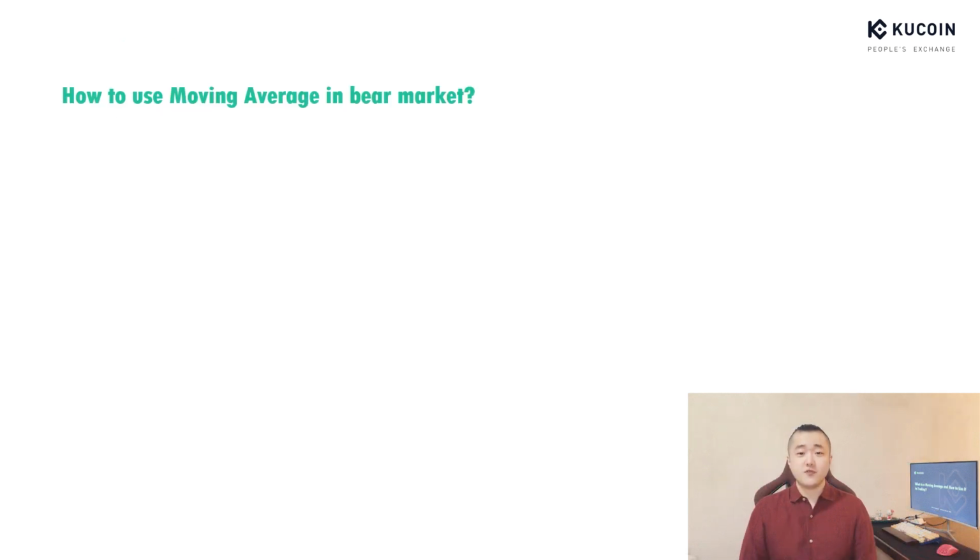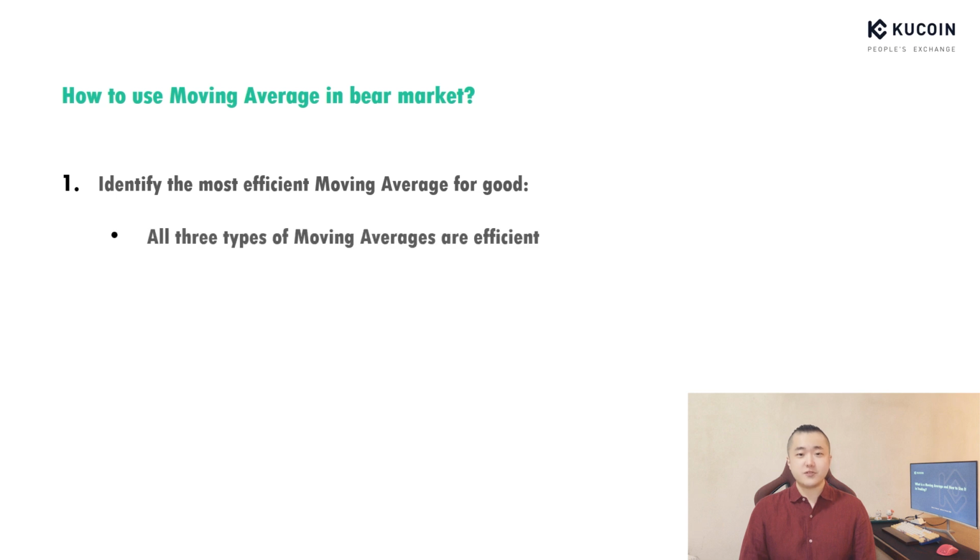How to use moving average in a bear market? The first step is to identify the most efficient moving average. Earlier, we talked about three moving averages. In this part, we will compare all of them. Firstly, these three moving averages are all efficient in crypto market. You can earn profit by using them to identify the market trend.